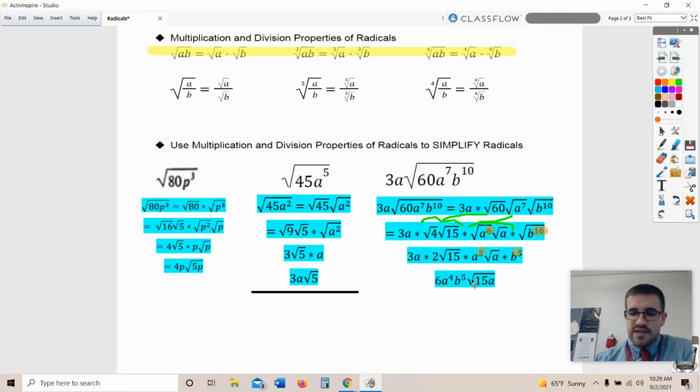So then rewriting everything and combining like terms, we end up with 6a to the 4th. Don't forget we had an a here and an a here. b to the 5th times the square root of 15a.